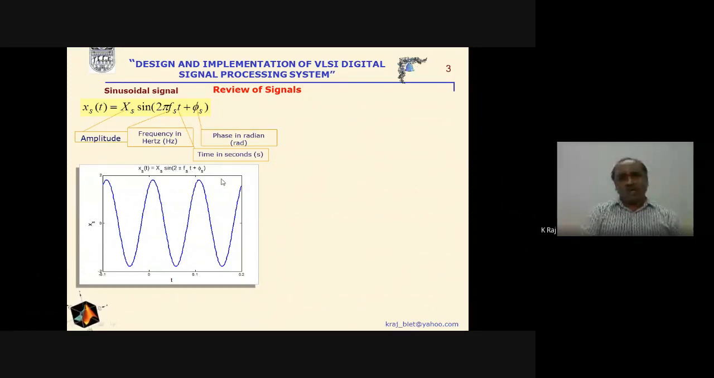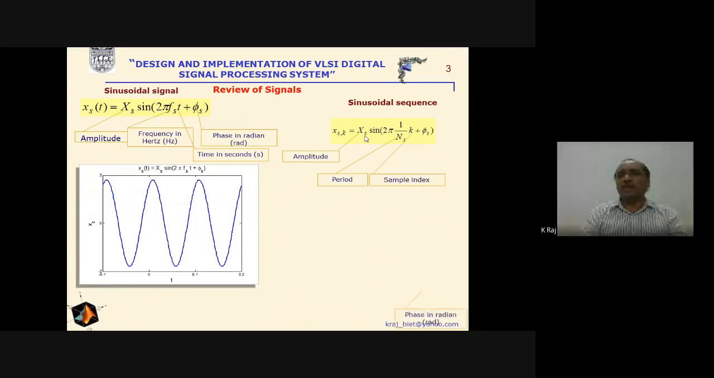Now, if the corresponding discrete time signal or discrete time sequence has to be represented, that will be named as the sinusoidal sequence. How will it be mathematically represented? It will be represented in this manner, that is x_s of k. K represents the number of the iterations, that is, the value of k is an integer. Again it is related to the sinusoidal sequence, that's why x_s of k, and here the capital X_s is the amplitude, the capital N_s is the period, k is the sample index, and phi_s is the phase in radians.